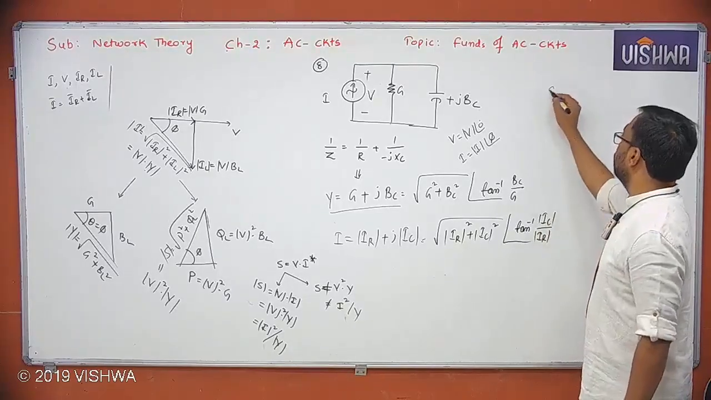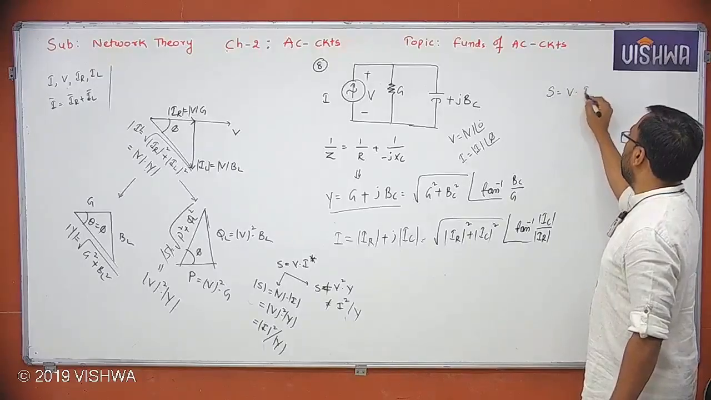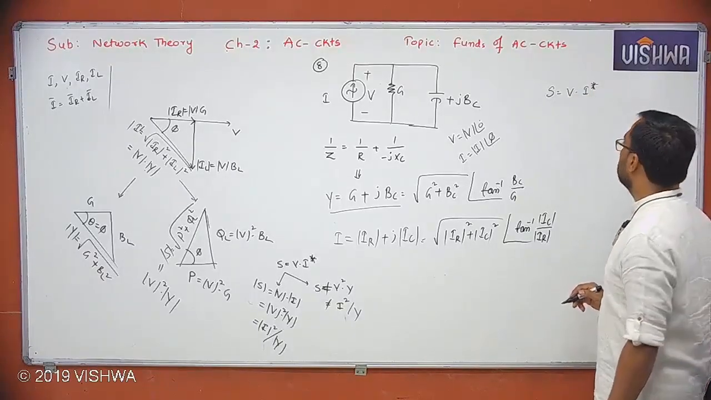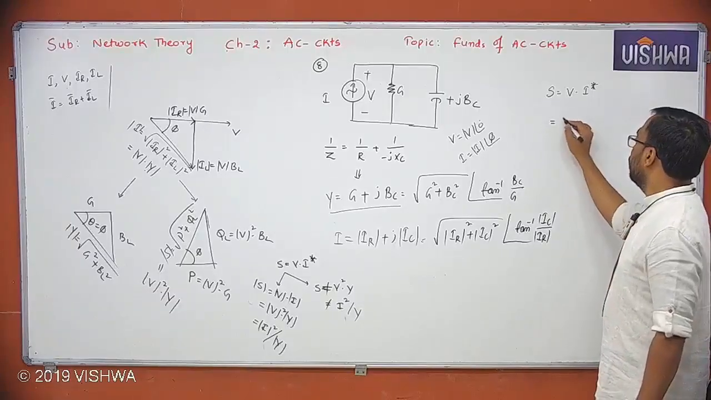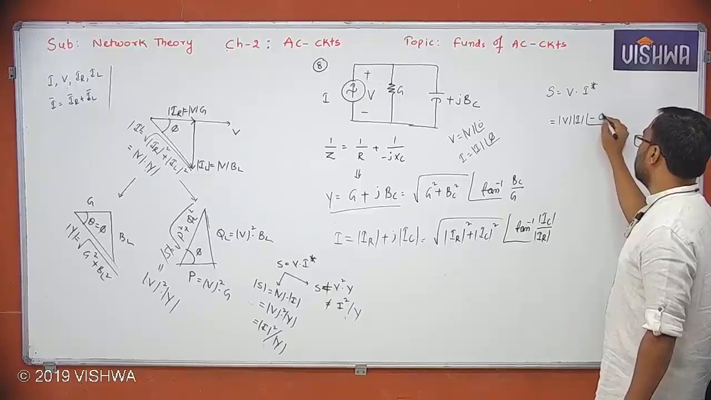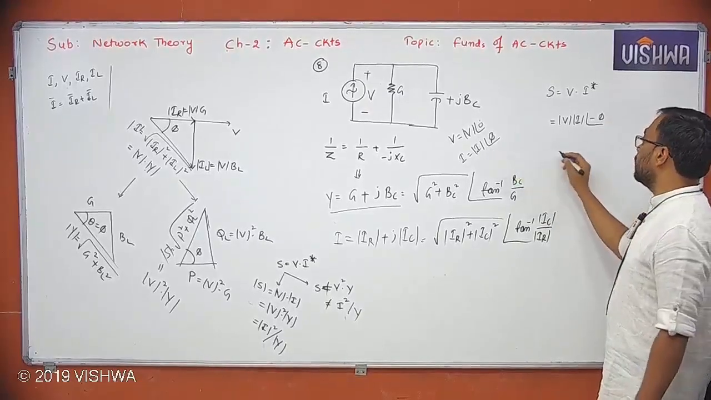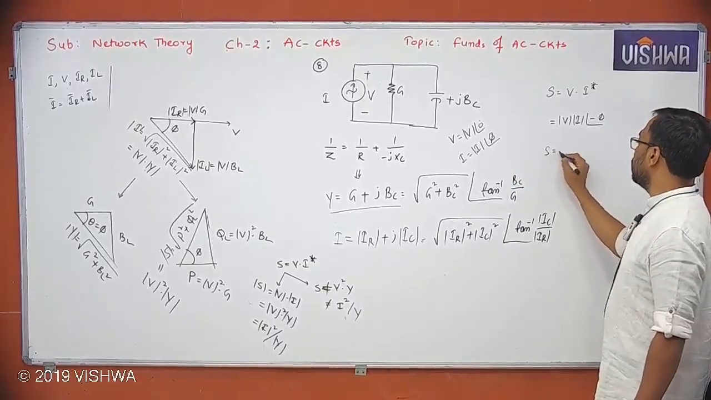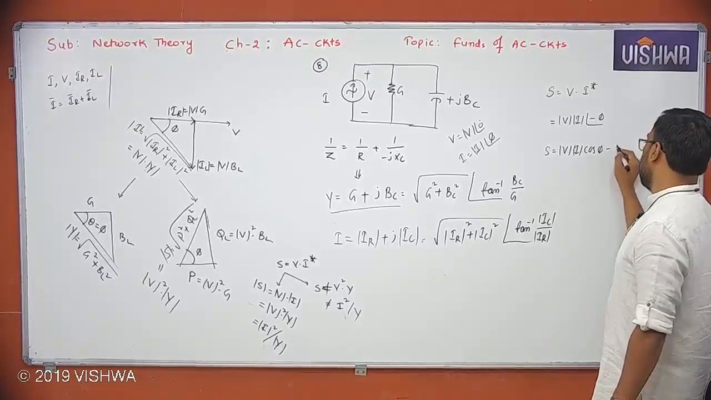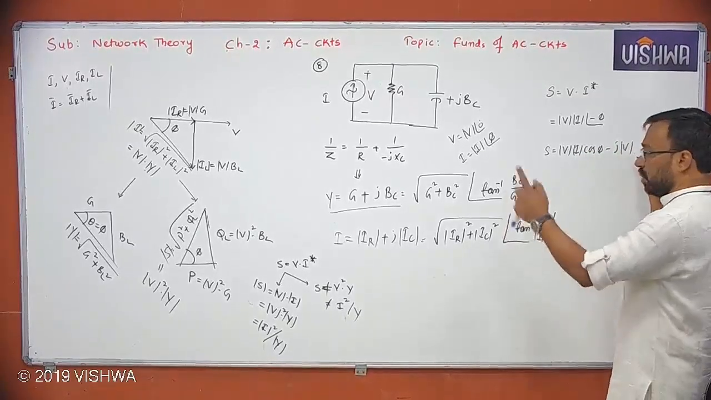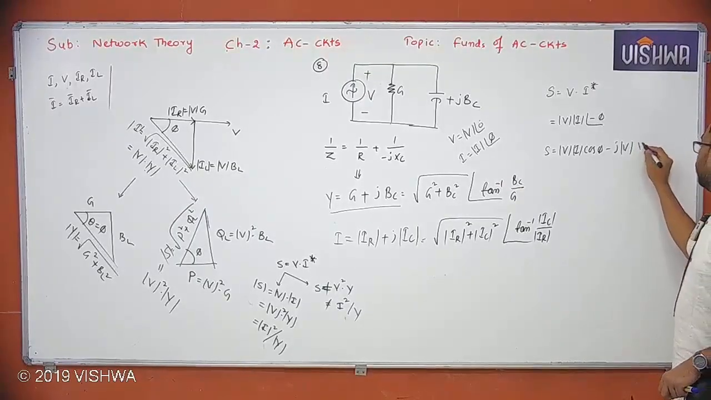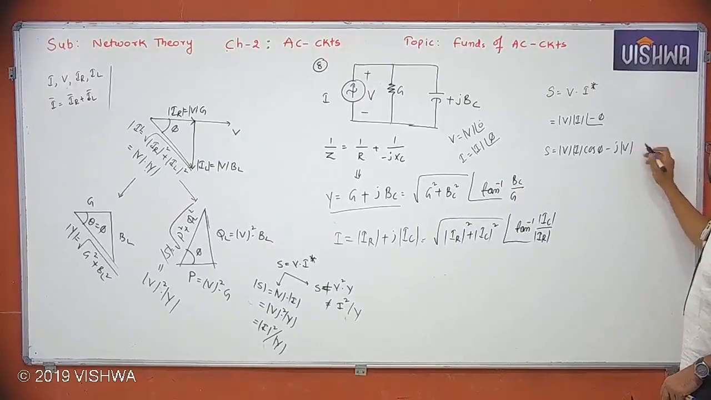S is equal to V into I conjugate. You know that VI at an angle of, you get minus phi. Yes or no? Because you're taking conjugate, right? So therefore, what you get is S is equal to VI cos phi minus J VI sin phi. Please write along with me. Don't wait. Please write along with me.